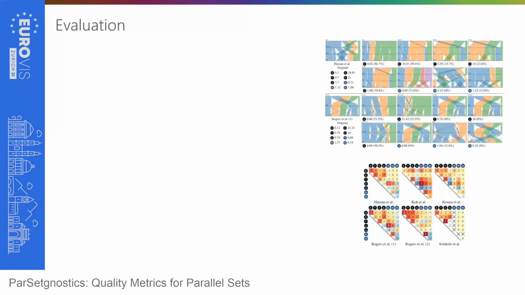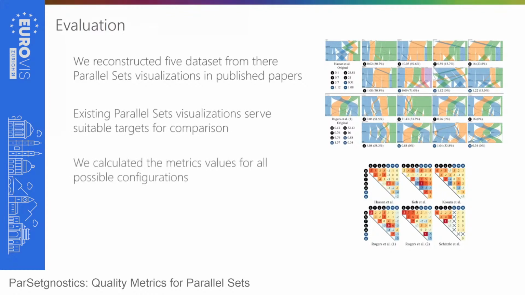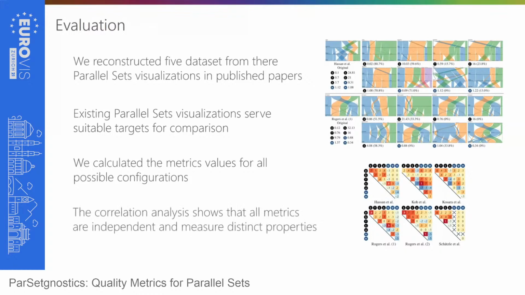Now I want to talk about the evaluation. To evaluate our quality metrics, we reconstructed 5 datasets from their parallel sets visualizations in published papers. These visualizations address tasks from a variety of domains, such as property sales and linguistics. These existing parallel sets visualizations serve as a suitable target for comparison. We calculated all quality metrics for all possible configurations. We also performed a correlation analysis, which shows that all metrics are independent and measure indeed distinct properties.